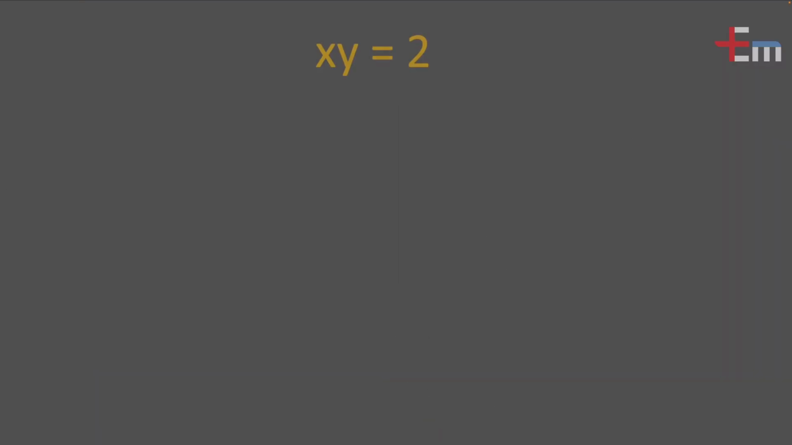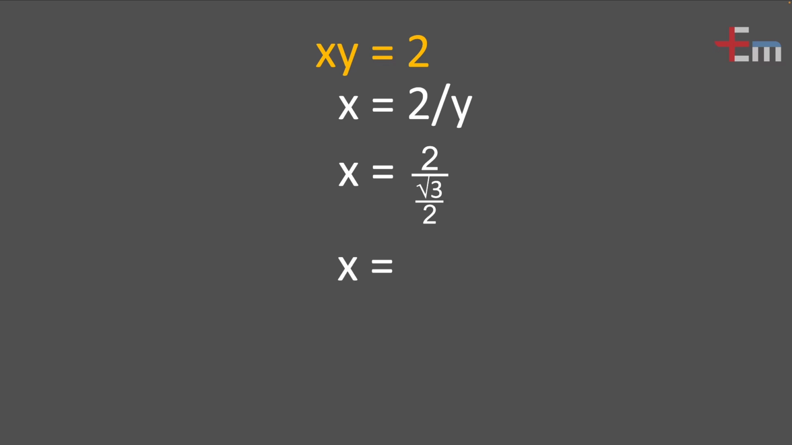Now we know what Y is, let us recall that X times Y is equal to 2. So after rearranging, we know that X is 2 over Y, which is 2 over root 3 over 2. So when we have something over a fraction, we can simplify it as its reciprocal multiplied by the numerator. So the reciprocal of root 3 over 2 is just flipping it upside down, which is 2 over root 3. And multiplying that by 2, the numerator, gives us 4 over root 3.